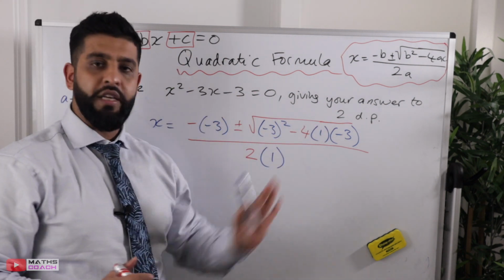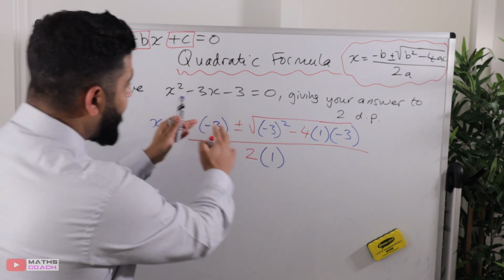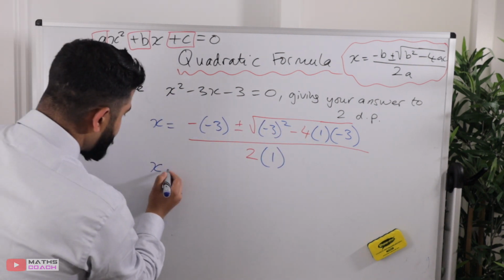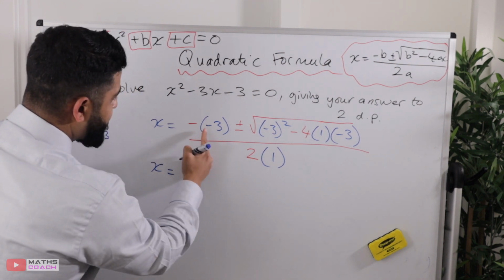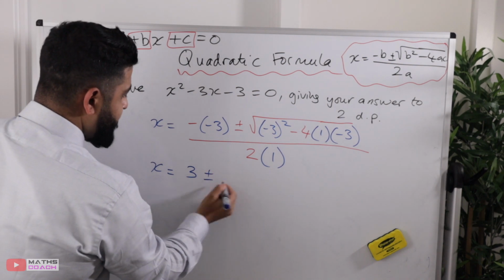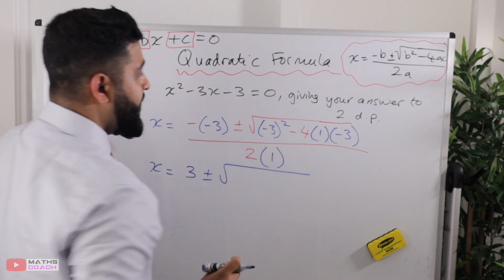So that's our first step, which is to substitute our values for a, b, and c into the quadratic formula. The next step is to simply just tidy up, work things out individually. Okay, so let's do that. So x is equal to, so minus times and minus 3 is going to be a positive 3 when it comes out. Plus and minus is going to remain square root, so minus 3 squared.